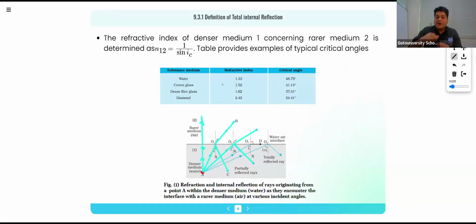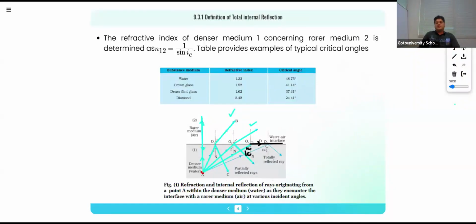See, if you check, as you are increasing the angle of incidence, these rays are getting bent. So there will be an angle when this entire ray will be bent along the water surface. At that angle, our ray will just graze the water surface. That angle is known as the critical angle.